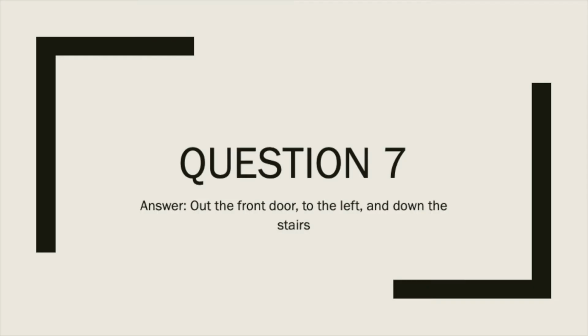Number 7, what is the escape route for your lab in case of a fire? So out the front door, to the left, and down the stairs. That's the closest exit that we have. So anytime the fire alarm goes off, of course you're going to leave everything in here and we're going to head out the front door.